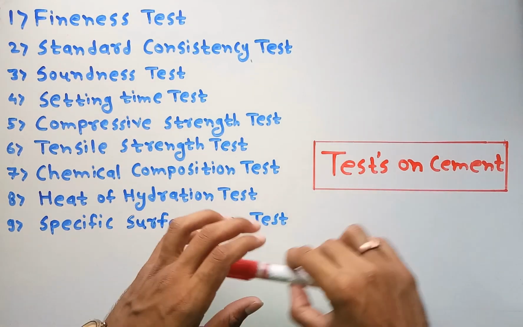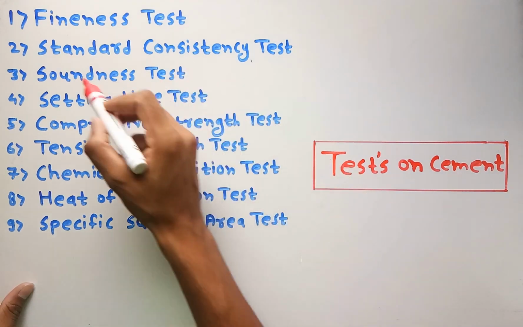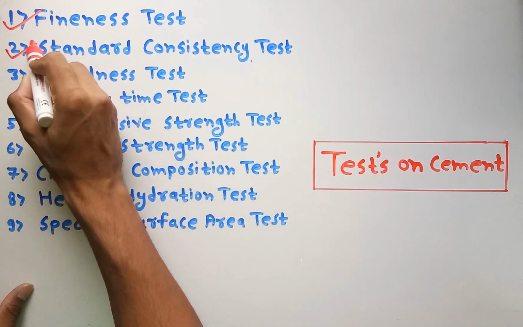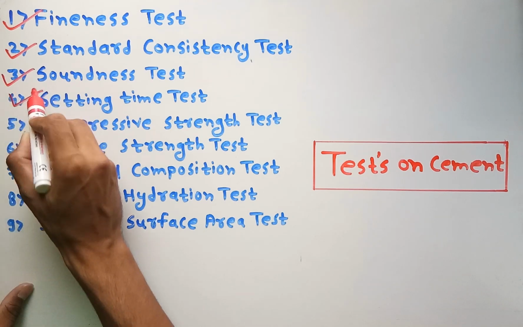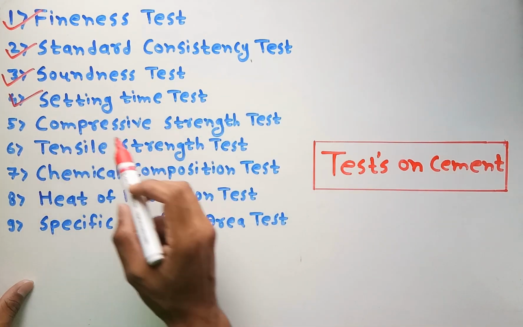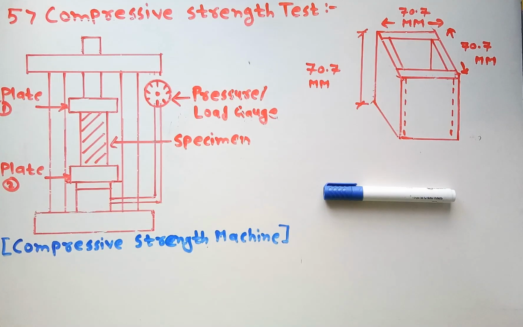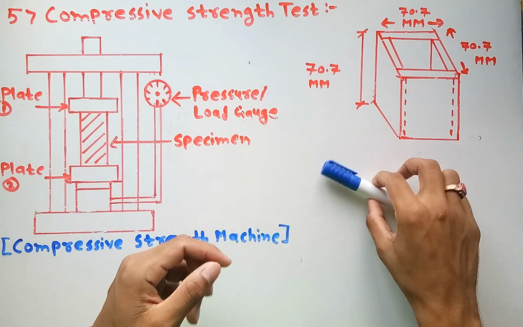So in this video we are continuing with our topic, that is tests on cement. In the last couple of videos we have seen these tests: fineness test, standard consistency test, soundness test, and setting time test, in which we saw the initial and final setting time test. Now in this video we are continuing with the compressive strength test. So this is our fifth test, that is the compressive strength test.